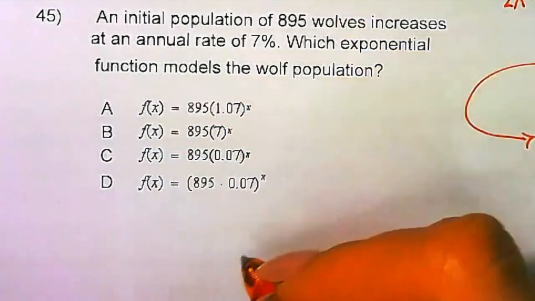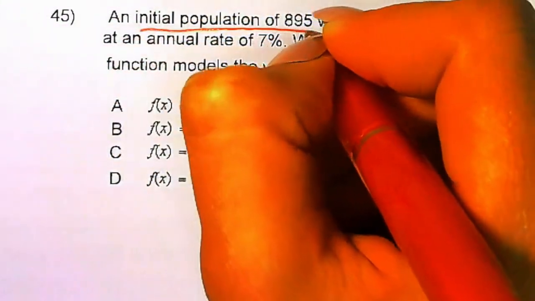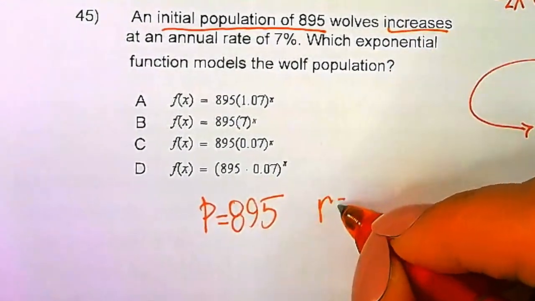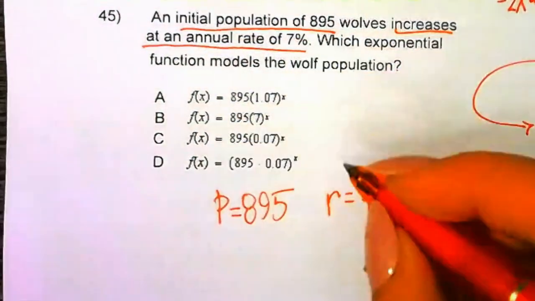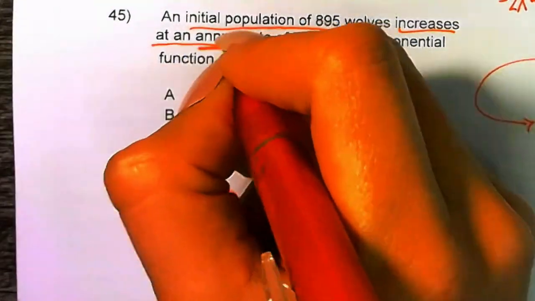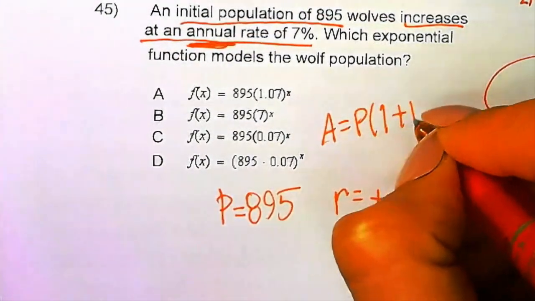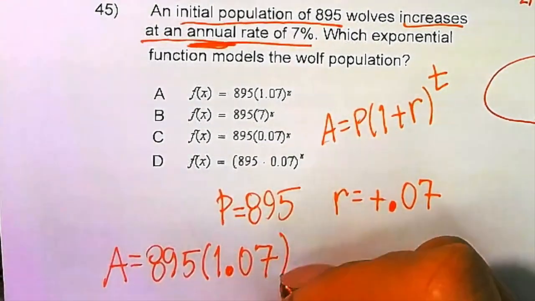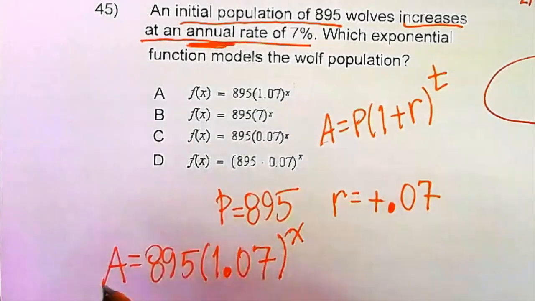For this next word problem, you should be able to identify that the initial value, P, is going to equal 895 wolves. We're increasing at an annual rate, R, of 7%, so R is really 0.07. We just want to know which of the following functions models the wolf population, and we'll just use A equals P times the quantity of 1 plus R raised to the T to figure that out.